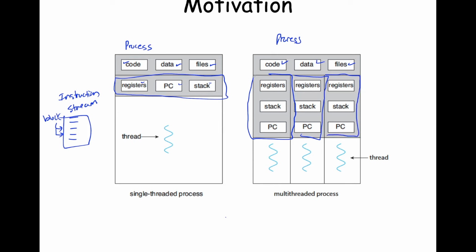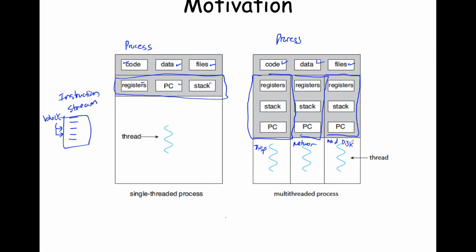So because we now have 3 copies of this collection of information needed for an instruction stream, the registers, the stack, and the program counter, this means we can have 3 instruction streams, whereas before, in this figure on the left, we only had 1. And so therefore, we say this is a so-called multi-threaded process because this process can support 3 different instruction streams. So what does that mean? It means that one of the instruction streams could be instructions dealing with updating the display. Another could be getting data from the network. And yet another could be reading from disk.